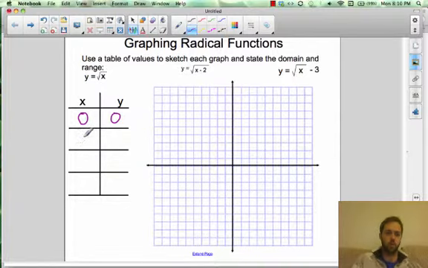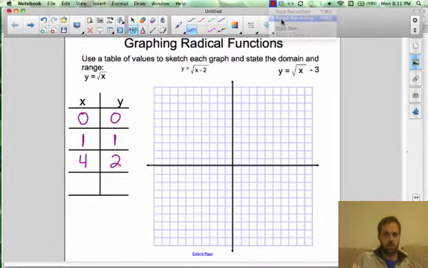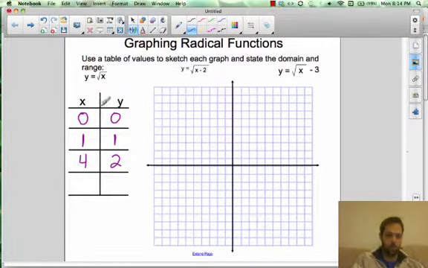So if we choose 1 for x, then we know that y will also be 1. And if we choose 4 for x, which is the next perfect square, we know that y will be 2. So let's move on to the next simplest perfect square, and then we should have enough points to plot this. The next perfect square is 9, and its root is 3.